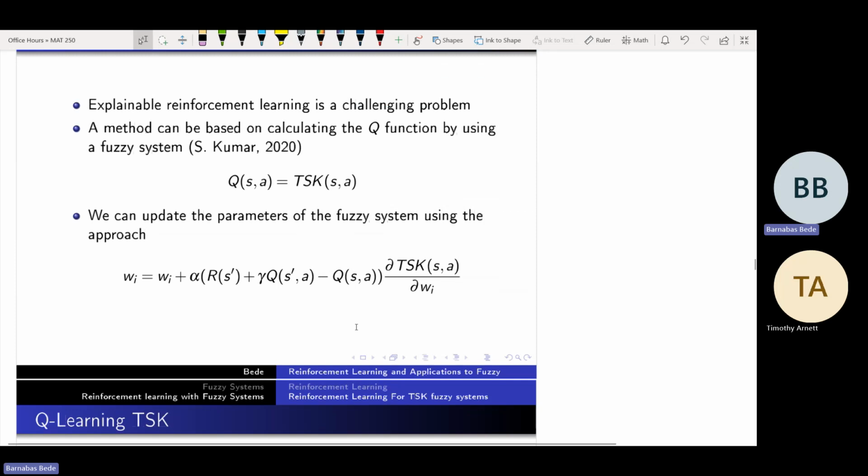So this is reflected here. I do the same update, target network. I could have put target network here, I forgot to put that. Minus the original one, and then here comes in the fact that this is a Takagi-Sugeno system. So this is a fuzzy system. That's the only place where the algorithm needs modification.